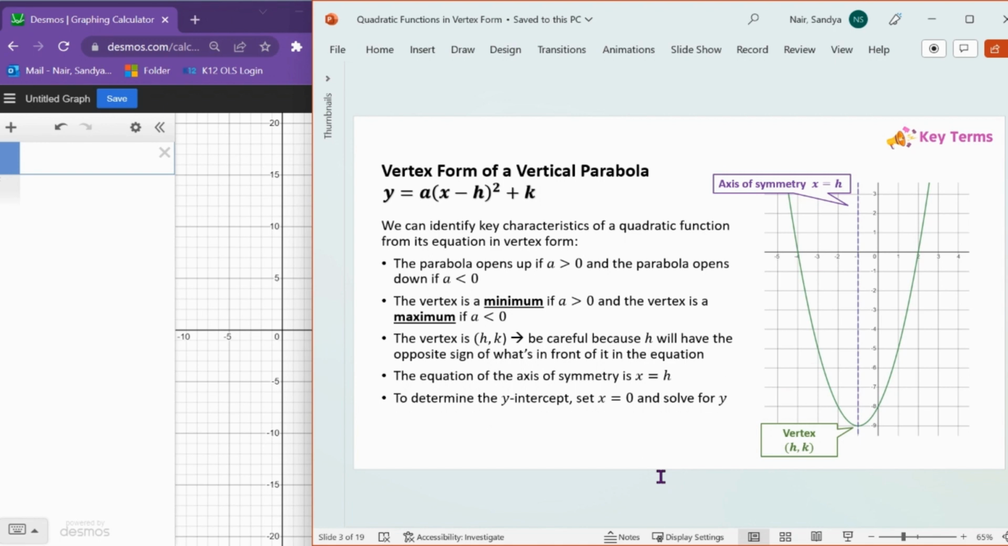The location of the vertex will be (h, k), and you have to be careful here because h will have the opposite sign of what's in front of it in the equation. And the reason for that is because in this equation, h is actually being subtracted. So that's going to cause the equation to show the opposite sign of the actual value of h. The equation of the axis of symmetry is x equals h, and to determine the y-intercept, we're going to set x equal to 0 and solve for y.